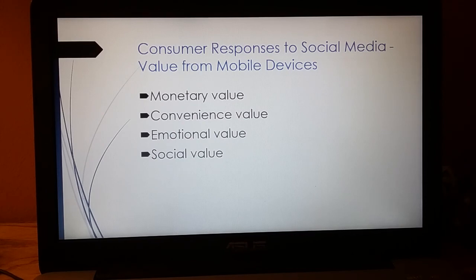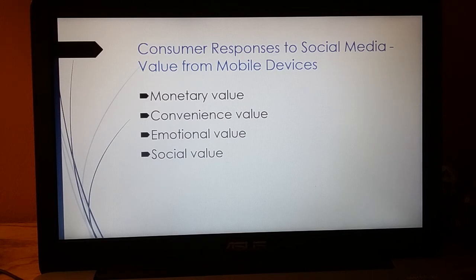All right, and then consumer responses to social media, and there is great value from mobile devices. Mobile advertising is done by sending promotional messages to consumers' cell phones, iPads, electronic readers, and other devices that they carry when they're on the go. So monetary value is this idea that the device provides good value for the money and also exceeds the value consumers receive from using non-mobile communication devices. So you want to make sure that they're happy with their mobile device. Convenience value is it saves time and money, so it improves efficiency and makes people's life easier. When we talk about emotional value, people feel good and relaxed when they're using the device. That's very important, that there's some level of comfort.